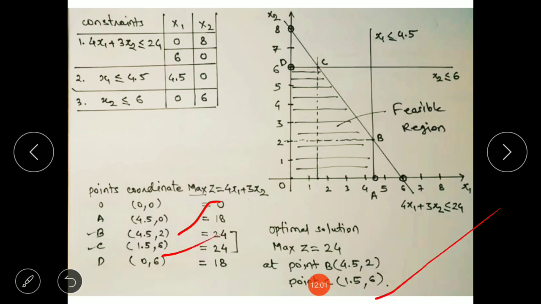So in any linear programming problem, after solving it through the graphical method, if you find the maximized z or minimized z, whatever is given in the question, and you find two or three optimal solutions, that means that linear programming problem has multiple optimal solutions. So this was the case for multiple optimal solutions.